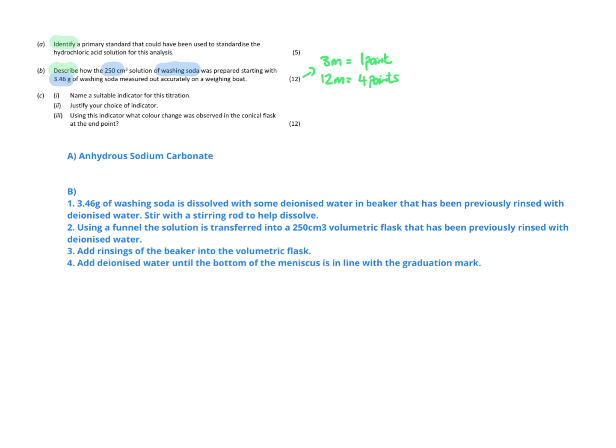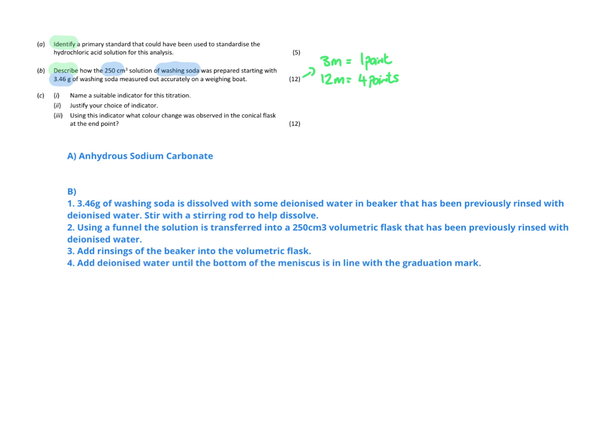Step 3 then says you add the rinsings of the beaker into the volumetric flask, and that is very important. You need to pour some deionized water into your beaker, swirl your beaker, and then add this rinsing into your volumetric flask. This ensures that you are maximizing your yield and ensuring that no residue from your washing soda is left behind in the original beaker.